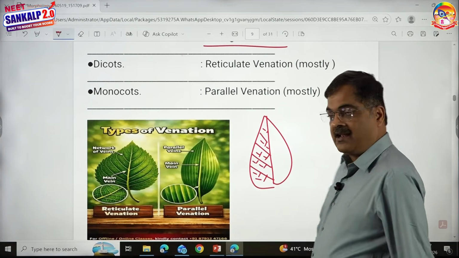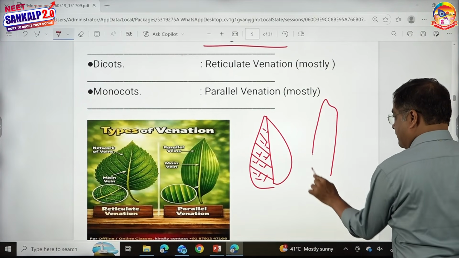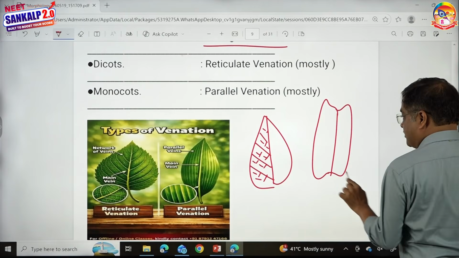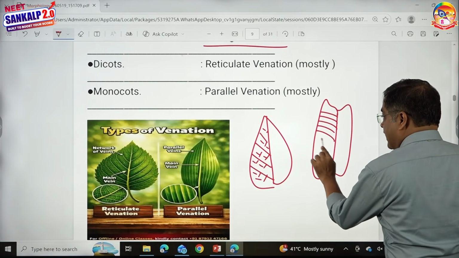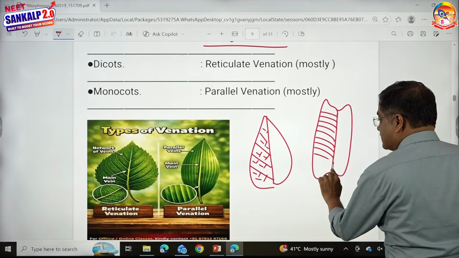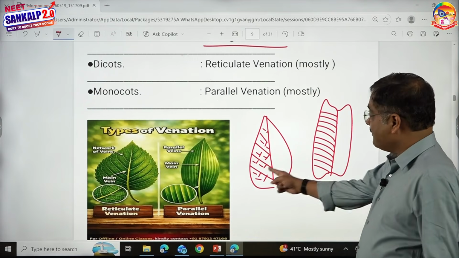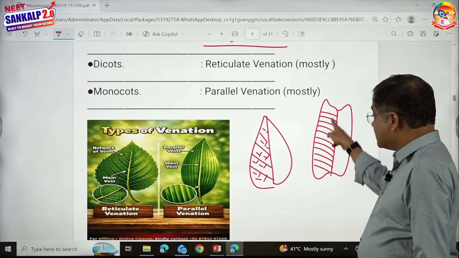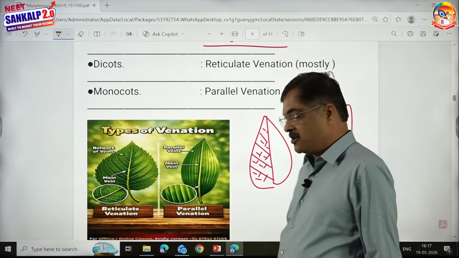Then what about parallel venation? In parallel venation, this is the median midrib. And these are the lateral veins. And you could see the lateral veins are arranged parallel to each other. Both of them are examples for venation. This is called parallel venation. This is reticulate. Now, how can I define venation?